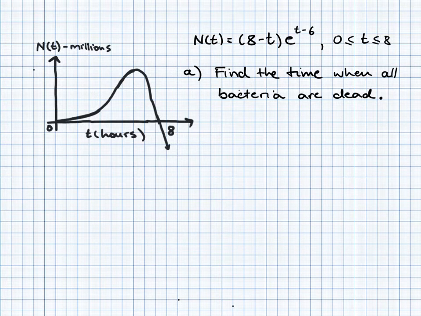We also have the graph of this function, so it's here. On the x-axis we have the independent variable, which in this case is time in hours, and the dependent one on the y-axis is the number of bacteria, again in millions. So the first thing that we're going to do is find the time when all bacteria are dead.